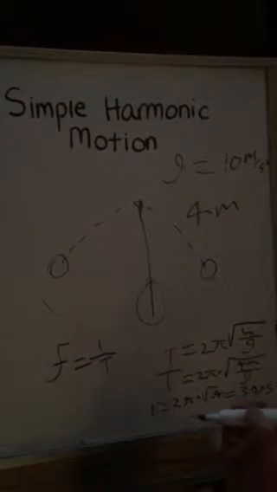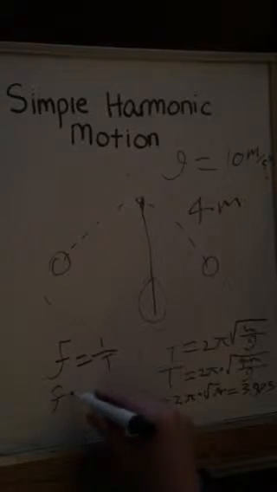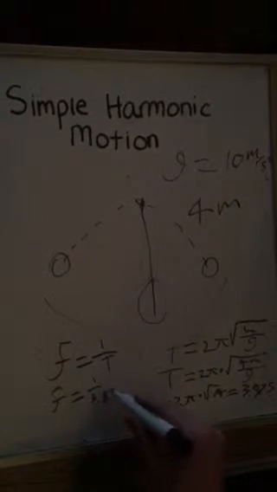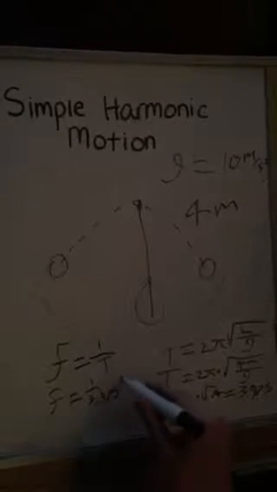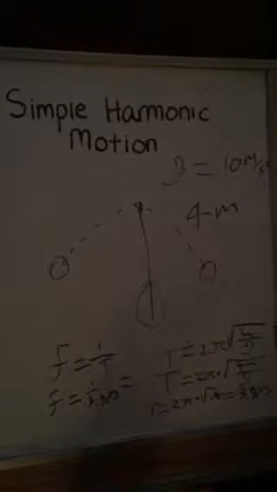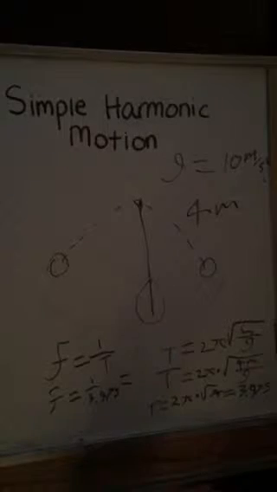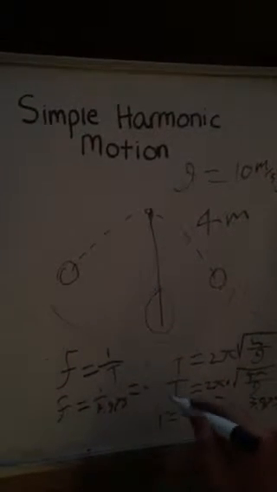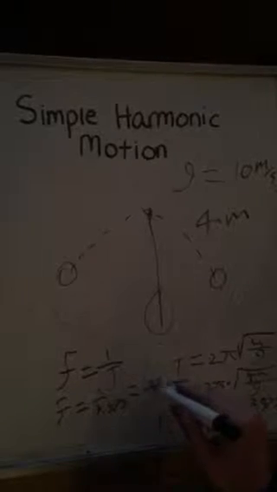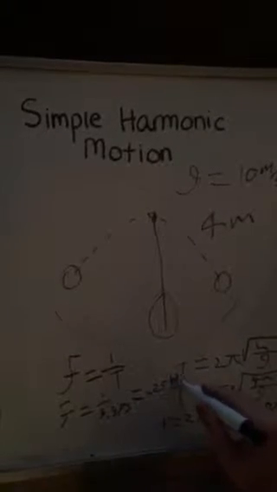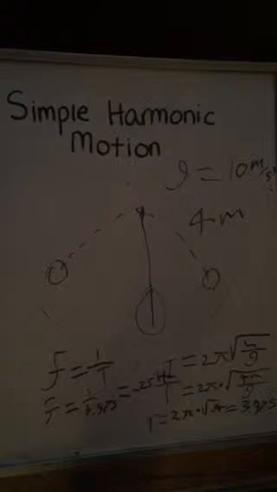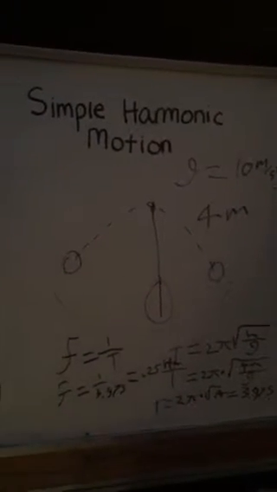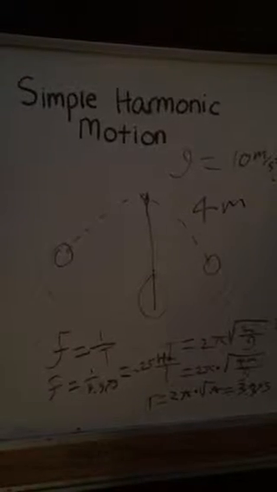And if we wanted to find the frequency, we would do frequency equals 1 over T, or frequency equals 1 over 3.97 seconds, which would then equal 0.25 hertz, which basically says that it would complete 0.25 or a quarter of the entire cycle every second.